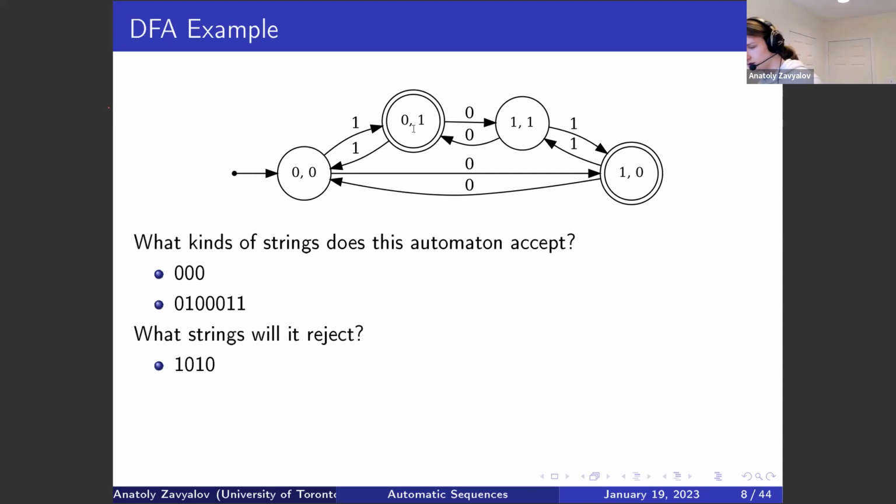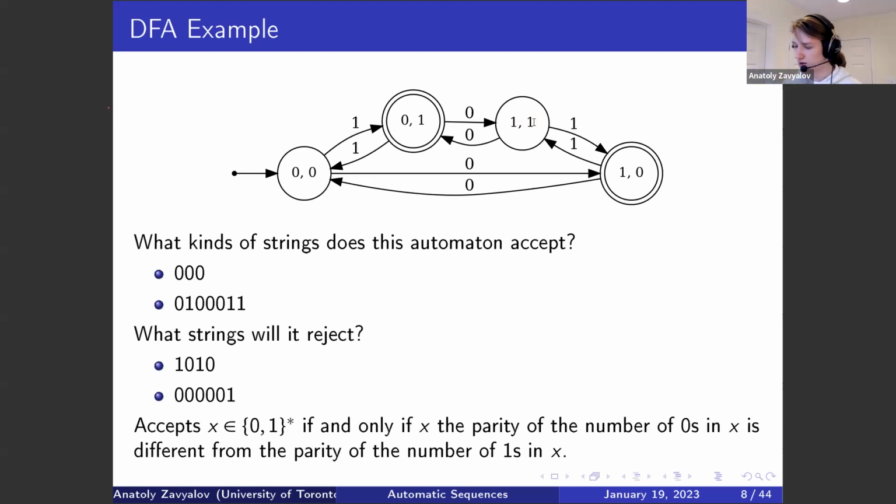But a rejected string looks like, for example, 1, 0, 1, 0. That just ends up at our initial state, which is not accepting. Or 0, 0, 0, 0, 0, 1, 0, 0, 0, 0, 0, 1. That ends us up at that state, which is also not accepting.